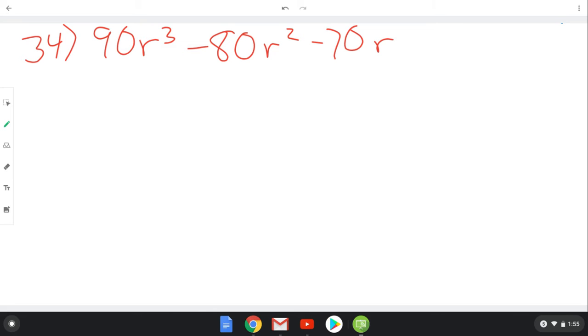So how we're going to do that is we're going to look at our three terms here and figure out what is in all three terms. What do they have in common? In other words, what could I divide all three of them by that would come out evenly? If I'm looking at this, I'm seeing all three of these numbers are divisible by 10. If I divide them by 10, I would get nice whole numbers.